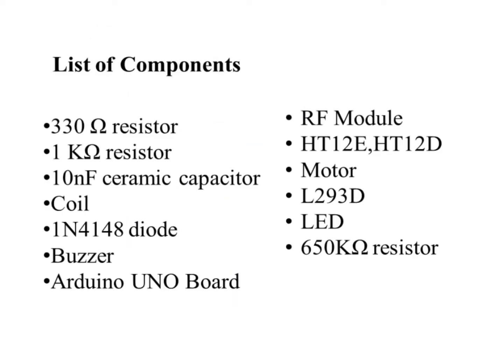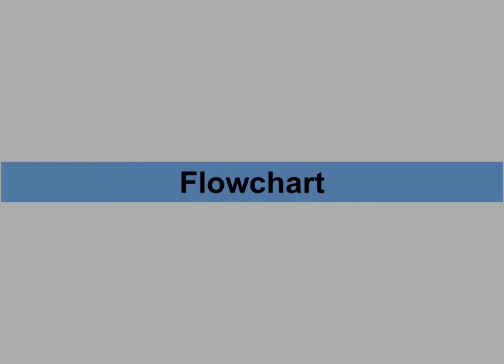Next is our list of components we have used in our project. First, some set of resistor, capacitor, coil, diode, buzzer, Arduino Uno board, RF module, HT12E, HT12D, motor, L293D and LED.